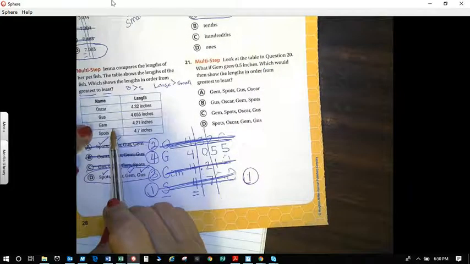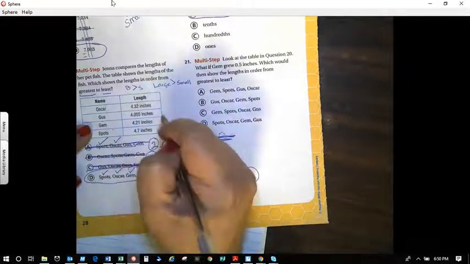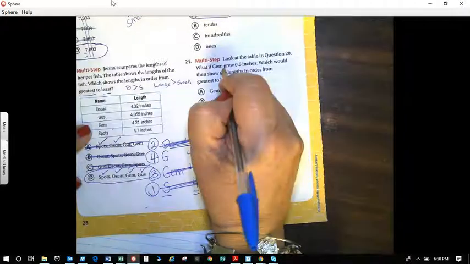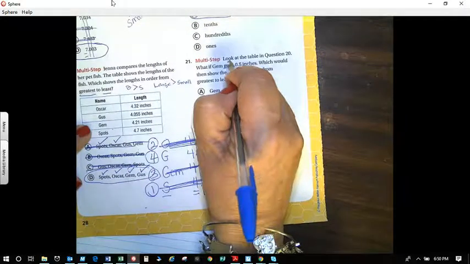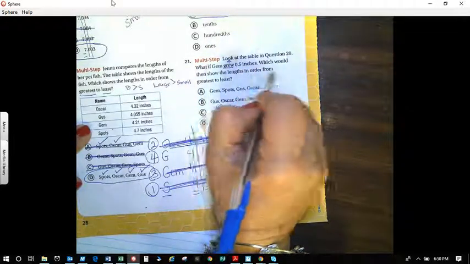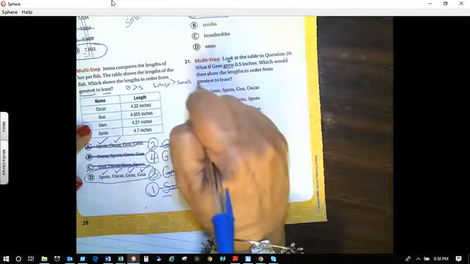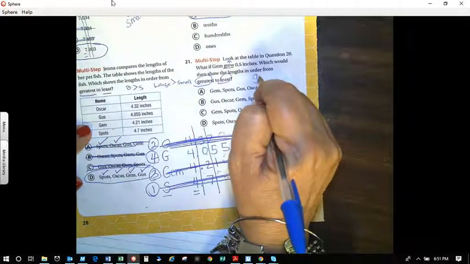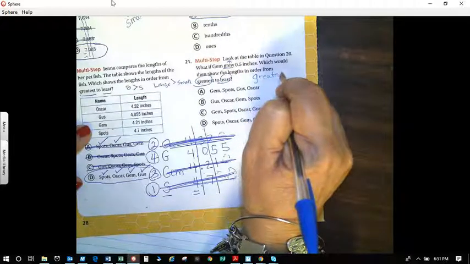Okay. What if he grew? So does that mean that he's increasing or decreasing? So what if he grew? That means getting taller, 5/10 inches. Which would then show the lengths in order from the greatest to the least. So we have to go from greatest to least.